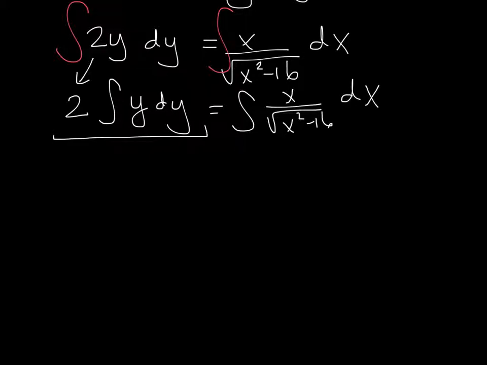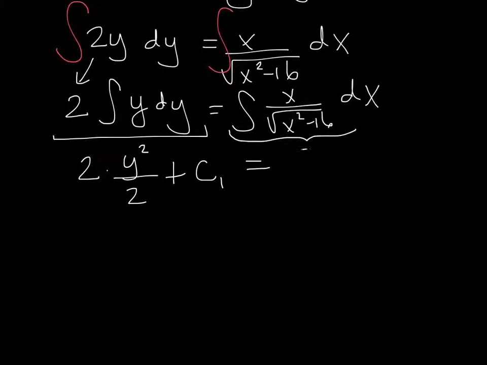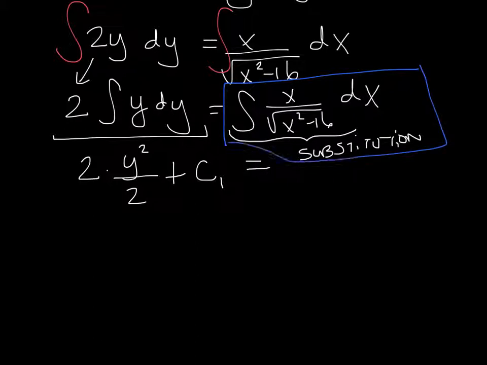The left-hand side of the equation is a very easy integral, right? It's 2 times, using the power rule, y squared over 2. You should add a constant, and I'm going to call it c sub 1. In this integral, we're going to use u substitution. So I'm going to use u substitution on the right-hand side, and just hang on to this part and do this part.